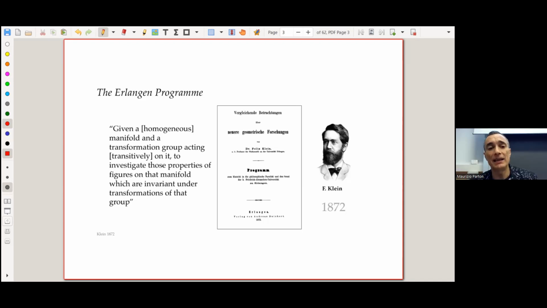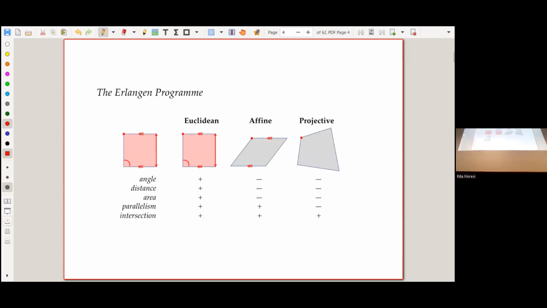in that moment, the idea of what a geometry is was born. So a geometry is a group of symmetries. So this is the philosophical part. I want to convince you that symmetries are important. Symmetries are at the base of everything.